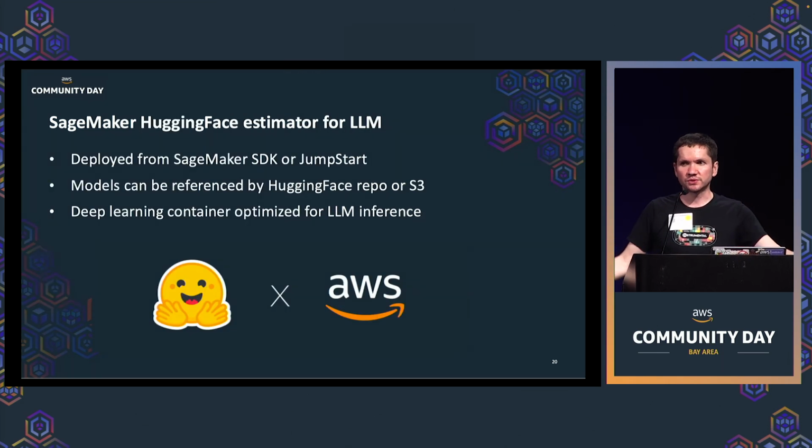The next option is to use the Hugging Face estimator. That's a custom Hugging Face estimator for SageMaker, which increases the number of lines a bit, maybe two more lines, but you can reference any Hugging Face repo. Let's say you found an interesting model on Hugging Face and you want to deploy it into your AWS account. It's very easy, assuming it works with the Transformers library or TGI, I think.